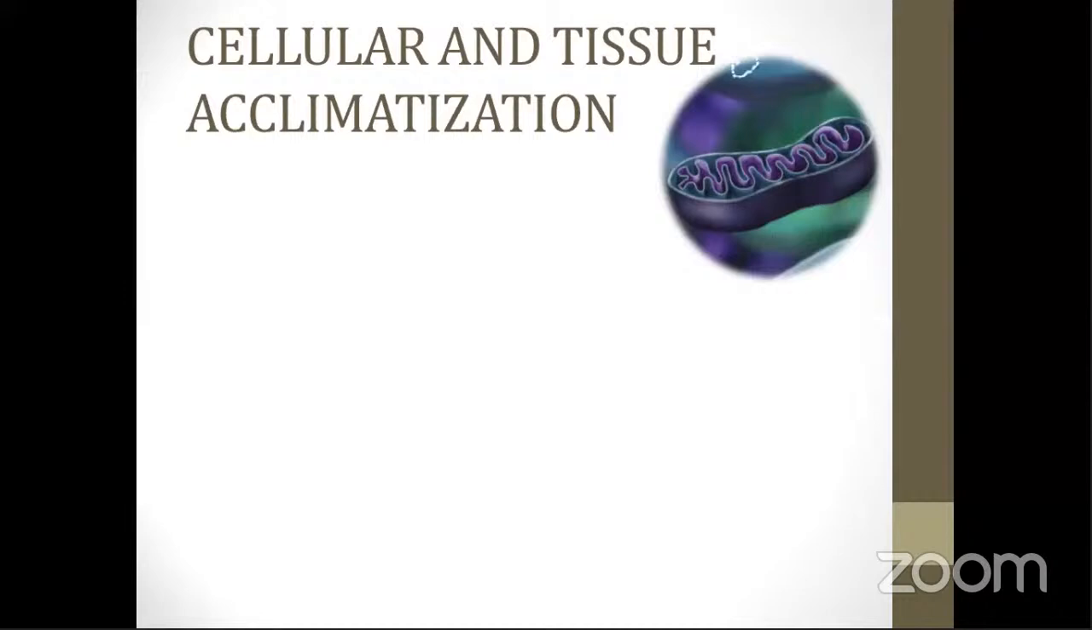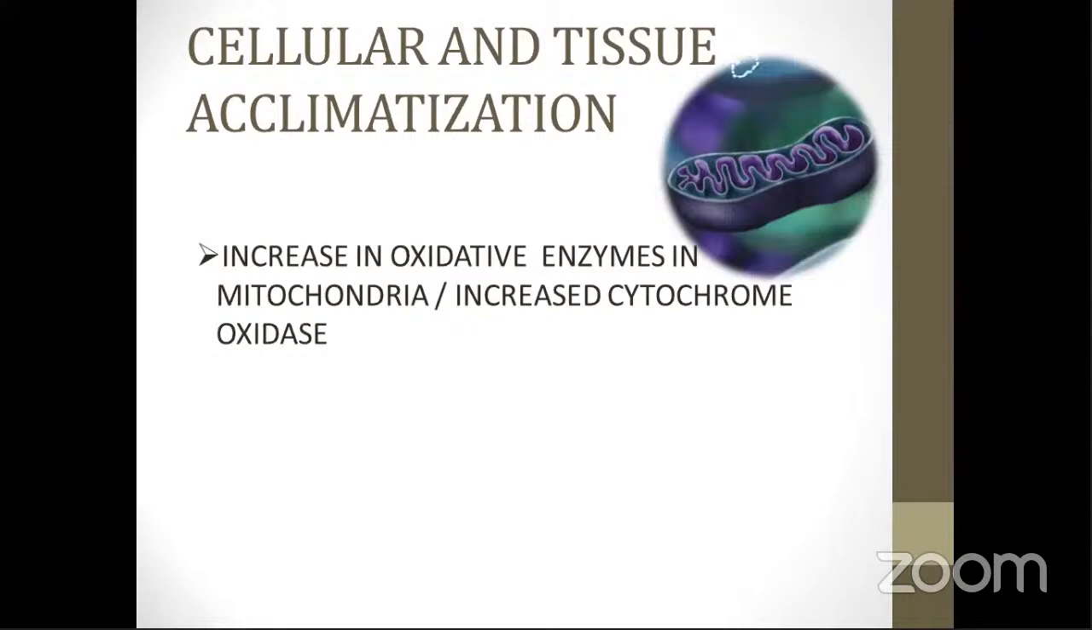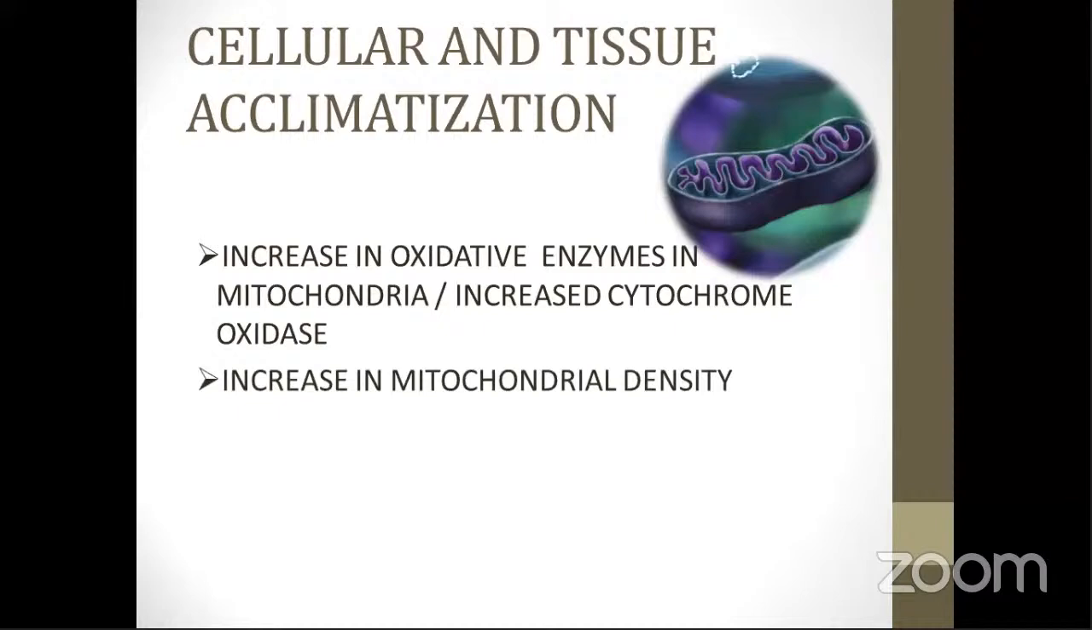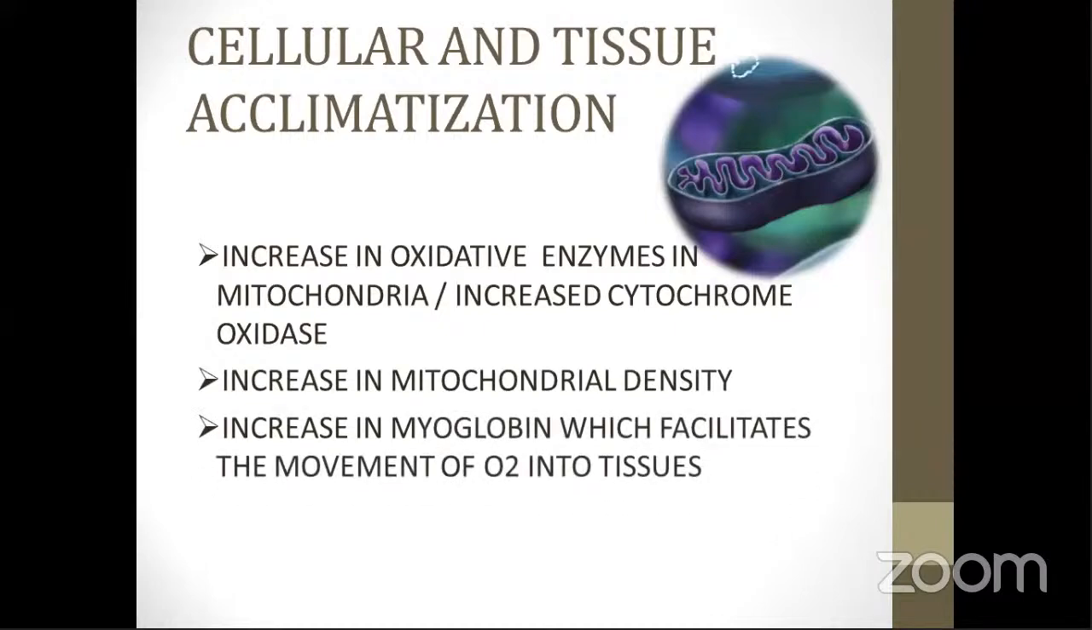Okay. And the next physiological change occurring during acclimatization is the cellular and tissue acclimatization. What are the changes at the tissue level or cellular level? There is an increase in oxidative enzymes in the mitochondria, an increase in cytochrome oxidase enzyme level, and an increase in mitochondrial density. And an increase in myoglobin, which will facilitate movement of oxygen into tissues. Which tissue mainly? Myoglobin will increase oxygen uptake in the muscles, isn't it? And there is an increase in capillary density at the tissue level. Okay, these are the cellular and tissue acclimatization changes.